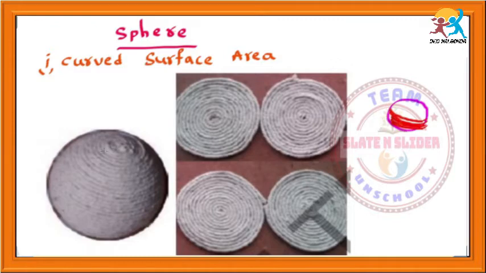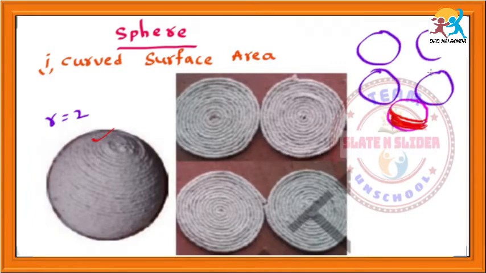If you roll the thread, then the ball will be like this. And just remove the thread from this ball. And before that, we have to find out the radius of this sphere. Suppose the radius is 2 centimeters, then we have to draw the circles with the radius 2 centimeters and remove this thread from the sphere and just fill this thread like this.